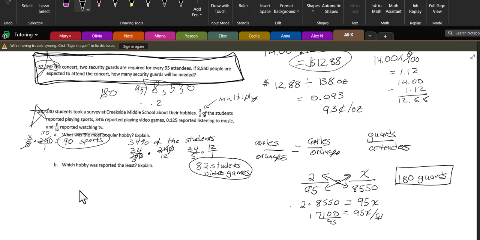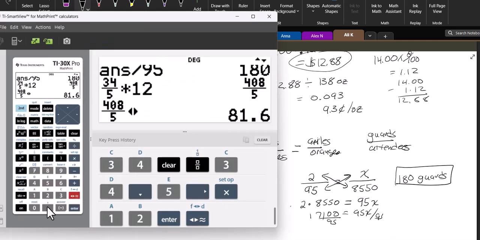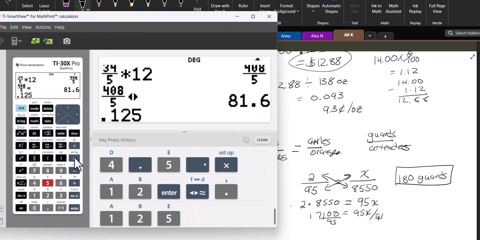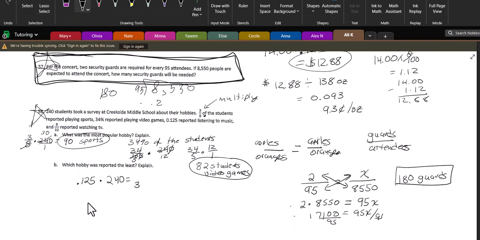0.125 reported listening to music. That's just another way of writing a fraction. So 0.125 times 240. And that's 30. So it's 30 students report listening to music.